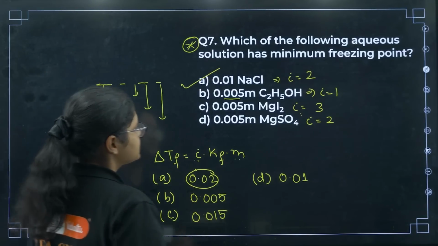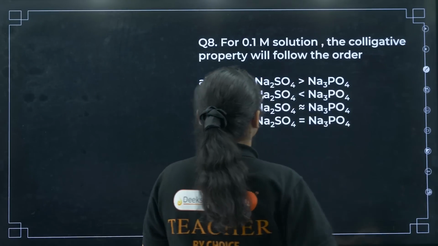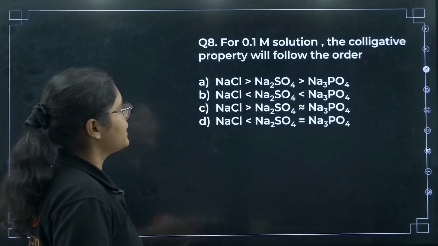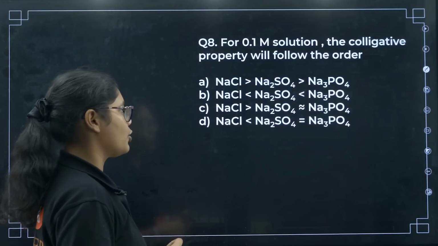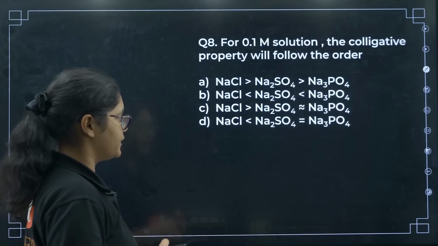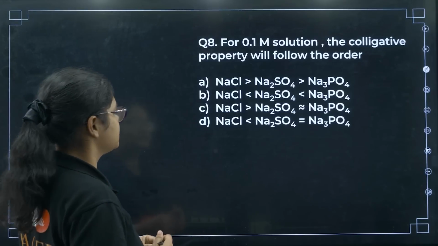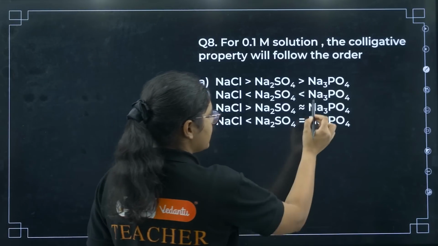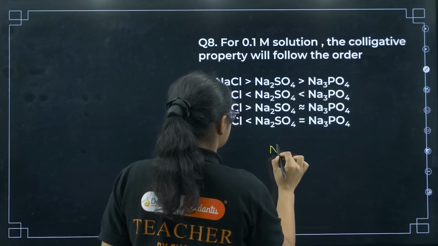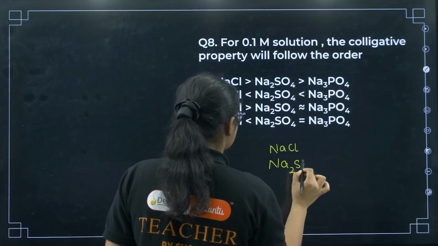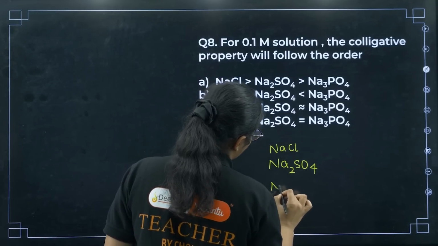Okay, next, question number 8. For 0.1 m solution, the colligative property will follow the order. Okay, so colligative property will depend on the i value. So we can see that the i value here is 4. So I have 3 options: NaCl, Na2SO4 and Na3PO4.